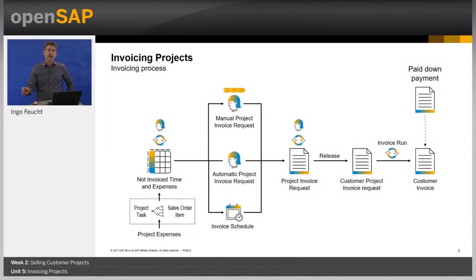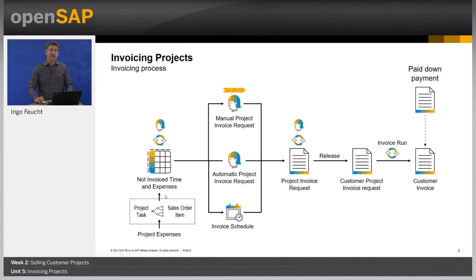Here you see the end-to-end process how project invoices are created in Business by Design. It starts here in the lower left corner with expenses being recorded to a project. These expenses could be a time recording, an expense recording, a supplier invoice, or a material consumption. The system tries to determine, based on certain assignment rules, which sales order item the expense belongs to. We will talk about this later in more detail, but for each expense it is necessary that it is assigned to both a project task and a sales order item.